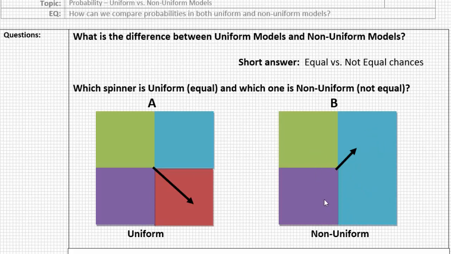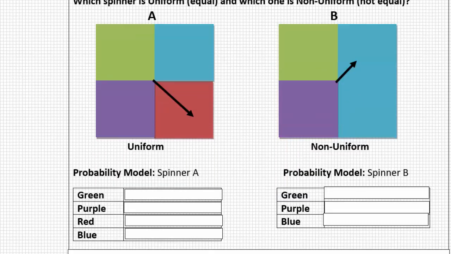So let's do a little more work with this. Uniform, they all have equal chances. Non-uniform, at least one option has a better chance than the others. Now we're going to make a probability model for our 2 spinners. And a probability model is just listing out what is the probability for each possible outcome. So you can list this out in fraction, decimal, or percent form. I'm going to do all 3 just to show that.